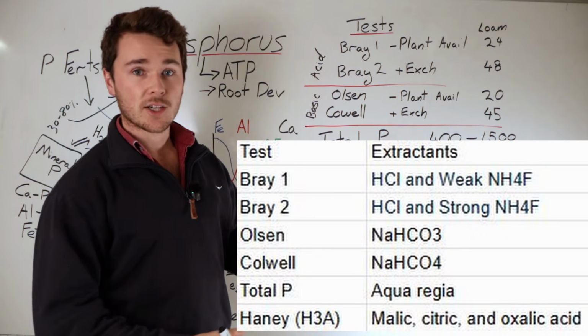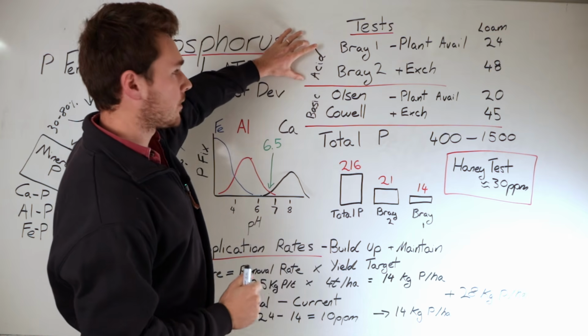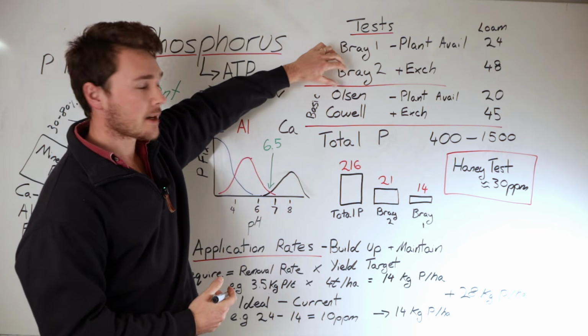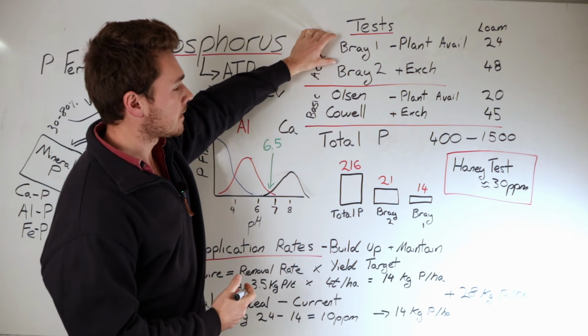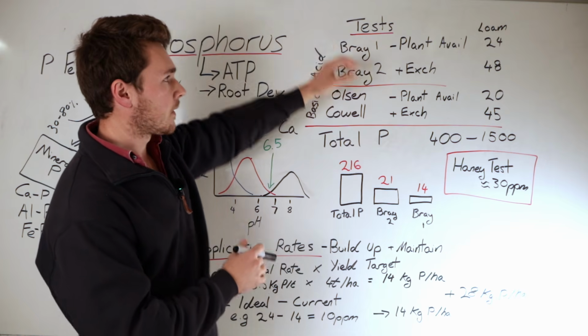You'll see here the extraction techniques, but what's most important is that if you're in an acid soil or acidic soil, typically we like to use a Bray 1 and Bray 2. So the Bray 1 is what the plant really has available to it more or less immediately.